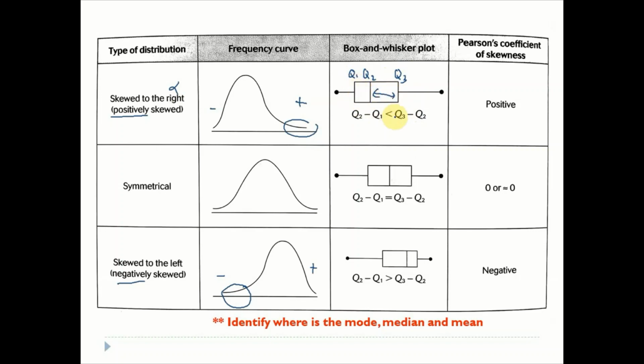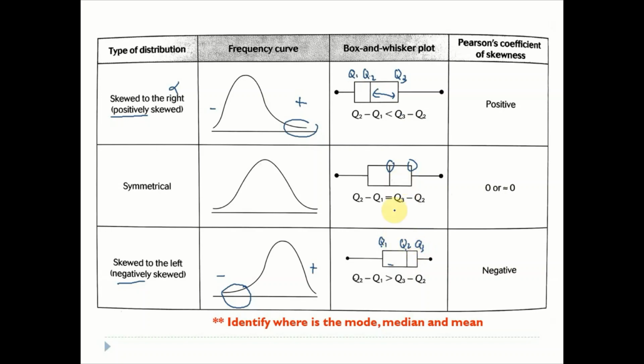Okay, or in other words, Q3 minus Q2 will be bigger than Q2 minus Q1. When it is symmetrical, you see dia punya length are the same. Therefore, Q3 minus Q2 should be the same as Q2 minus Q1. And when it is negatively skewed, ni Q1, Q2, Q3, we see that Q2 minus Q1 is bigger than, lagi panjang daripada Q3 minus Q2.